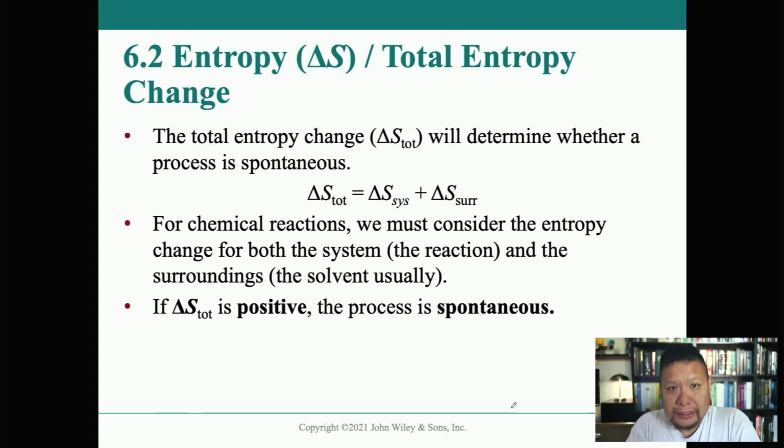So the total entropy, or delta S total, will determine whether a reaction is spontaneous, which means it will happen no matter what, right? So delta S total equals the delta S system plus the delta S surroundings. So the entropy of the system plus the entropy of the surroundings will give you the delta S total, basically a measure of disorder.